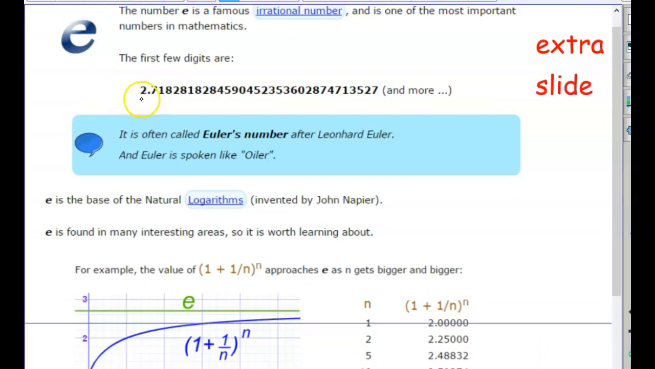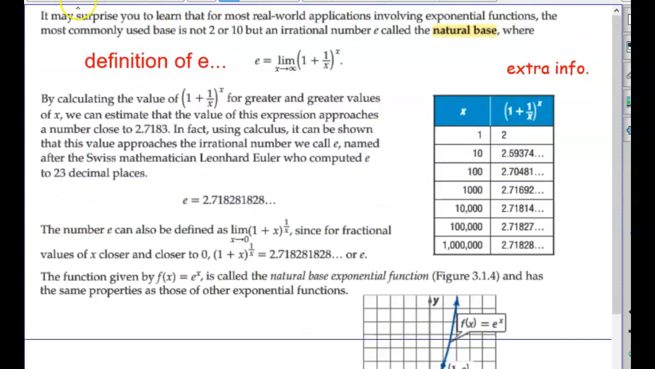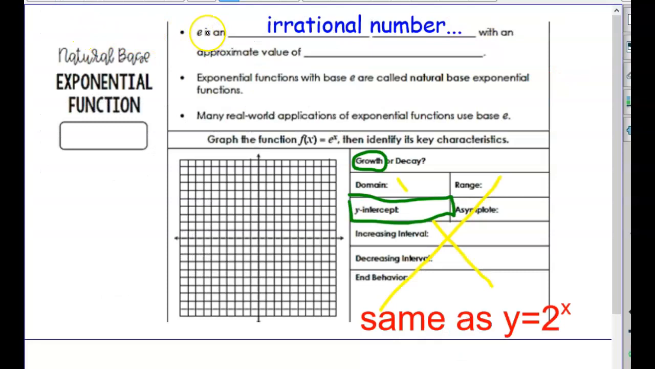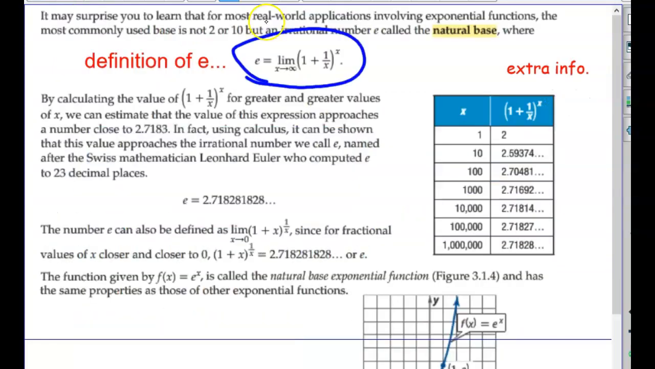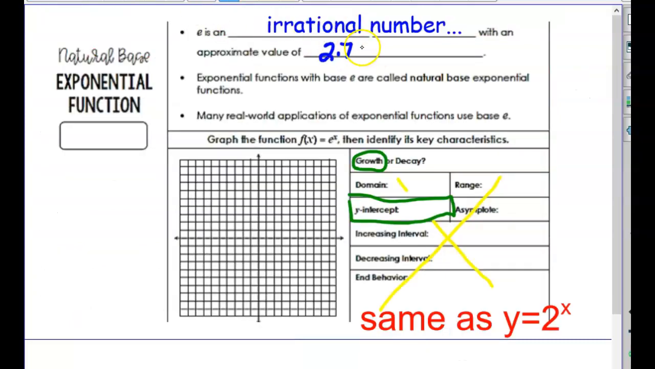So we just need to remember that it's a little over 2, and we need to not be scared when we see an e in these problems. It's just a number. It's called Euler's number. Again, this is just the definition, and fascinating, huh? So e is an irrational number with an approximate value of 2.718, which is good enough for me.